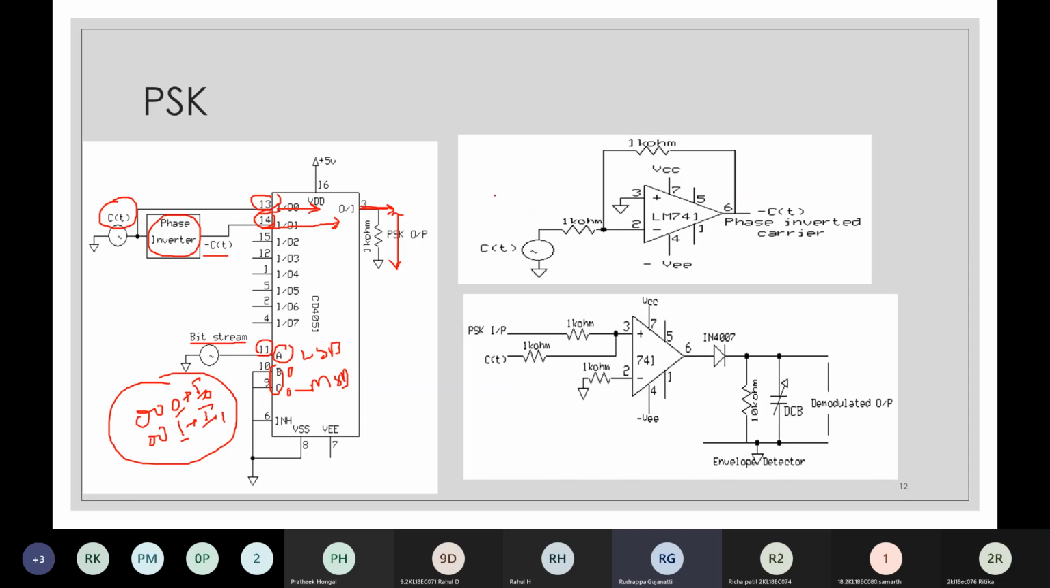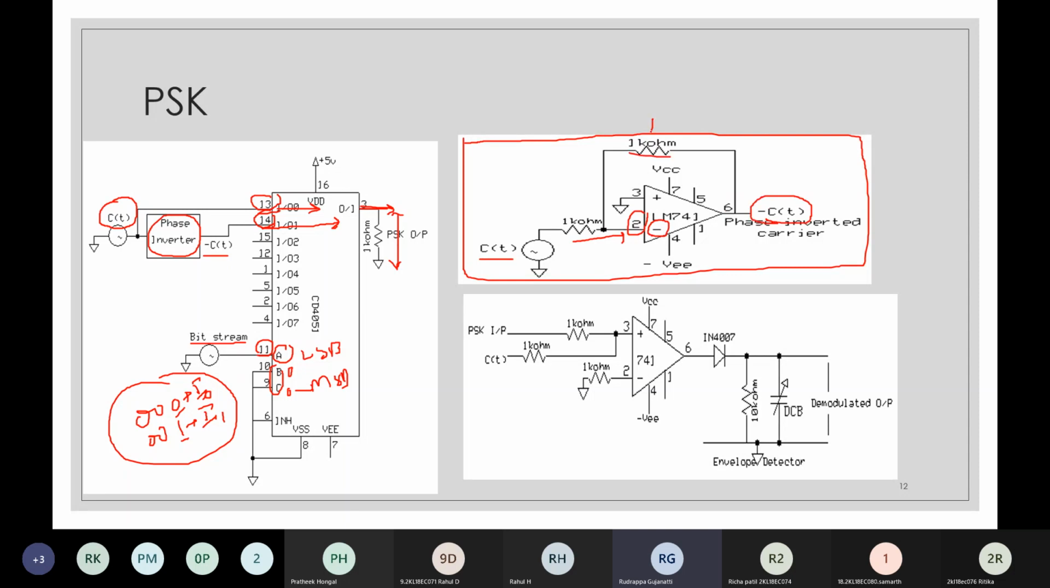Then apart from this, here this is nothing but the implementation of phase inversion using the op-amp. So what you're doing, you are applying C of T to pin number 2. Pin number 2 of op-amp is what? It is the inverting pin. So whatever input you give over here, it will be inverted and presented at the output over here.